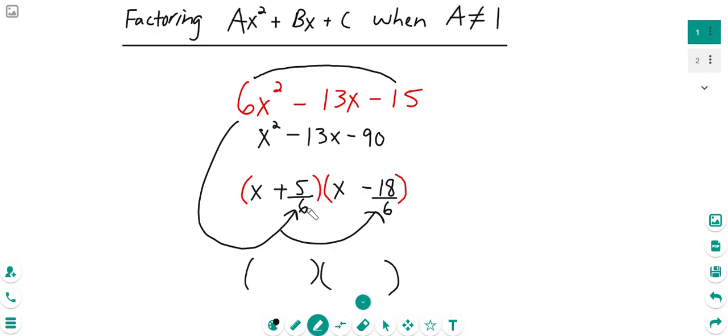Well, 5/6 doesn't simplify anymore, so we're good to go. I just have to take that 6 and put it up in front of the x: 6x plus 5. 18 over 6 simplifies to a 3. So x minus 3 will go in this set of parentheses, and I'm finished.